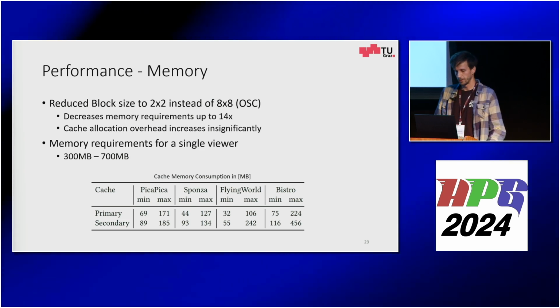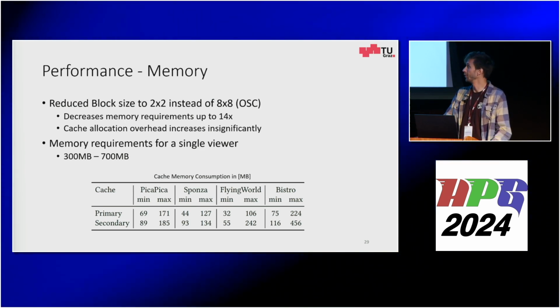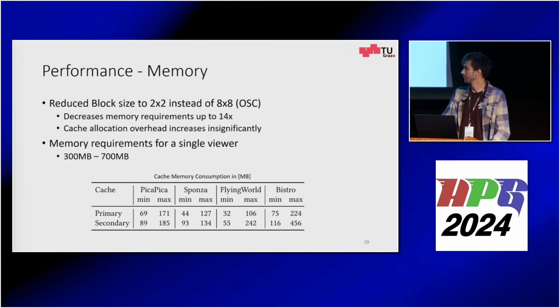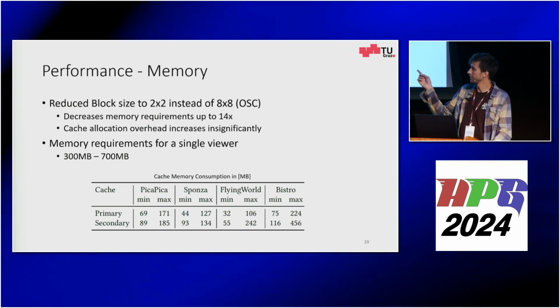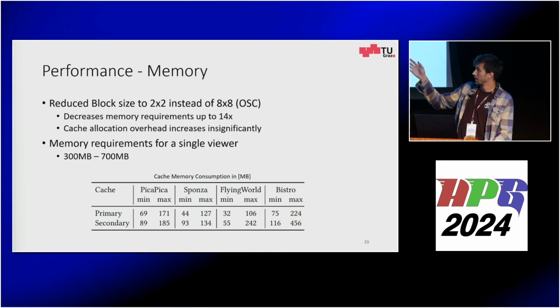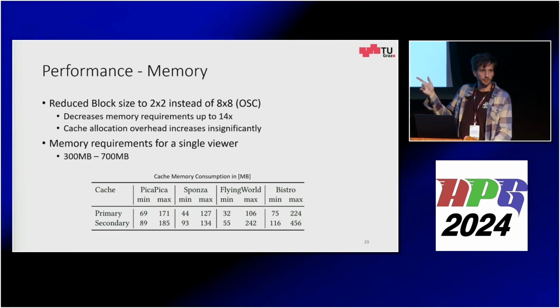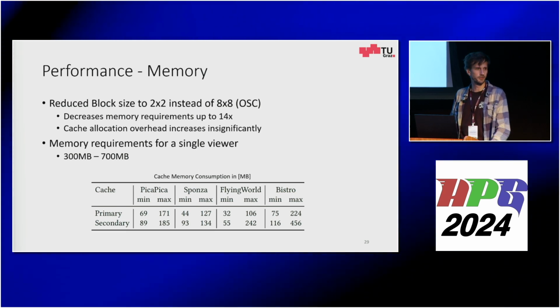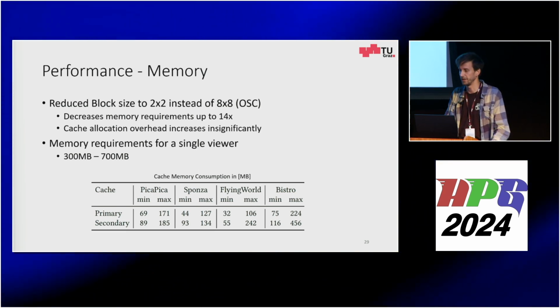So what this means is that foliage causes a lot of memory usage, and this is exactly what we observed here. For a single viewer, we had memory requirements for both caches of around 300 megabytes, up to 700, and those 700 came from Bistro Exterior due to the foliage and the fine geometry there.